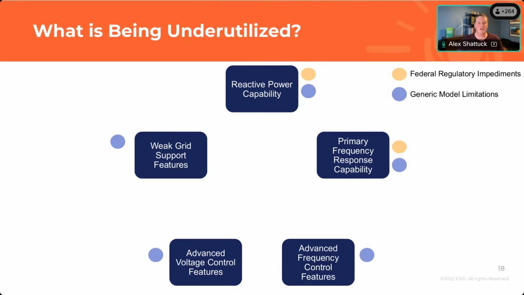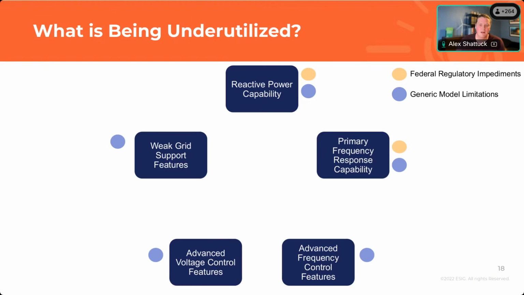So what's being underutilized right now, and part of this links to the Iberian blackout, are things being underutilized right now in the US specifically. Reactive power and primary frequency response capability are both underutilized due to generic models and federal regulatory impediments. Reactive power is FERC Order 827. Primary frequency response is, I think, FERC Order 842. Reactive power is limited because there's language in that FERC order that says you have to stay within a certain range. I think that should be fixed. Someone should file that with FERC and fix that.